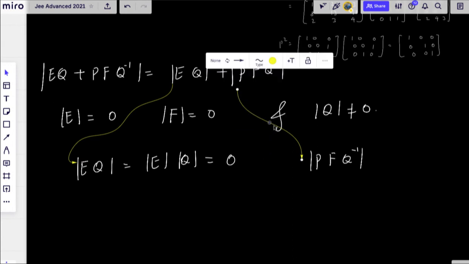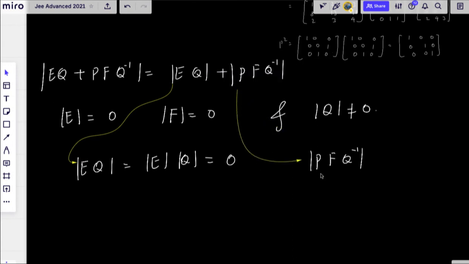So what do we see here? PFQ inverse is equal to, we can say, mod P, mod F, and what about this one? As Q inverse, we write mod Q. As mod Q is not equal to 0, and if you see mod F, that is 0, so the result is 0, right? So left side and right side, both the parts are 0.